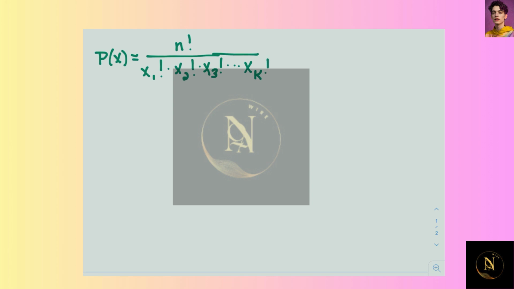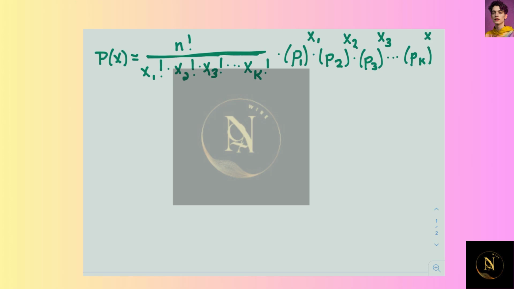And then we multiply that fraction by the probability of each of the events. So we'd have the probability of event 1 raised to the x sub 1 power, multiplied by the probability of event 2 raised to the x sub 2 power, multiplied by the probability of event 3 raised to the power of x sub 3. And again, we would keep that going until we got to the final event, and the probability of the final event we'll call p sub k raised to the x sub k power.